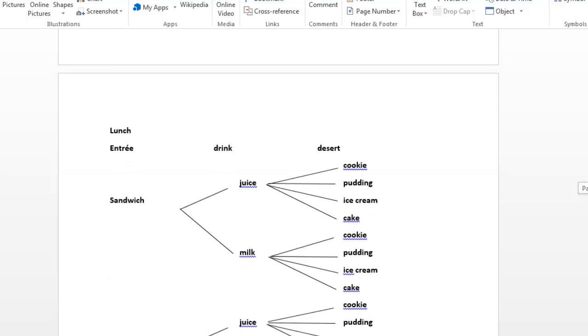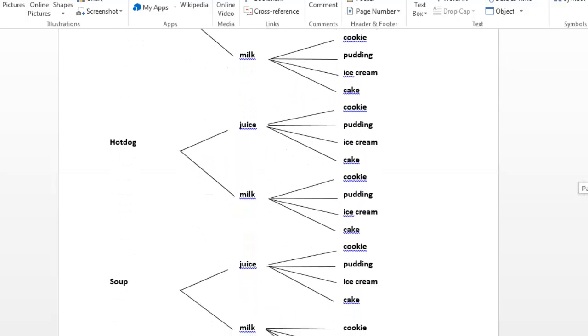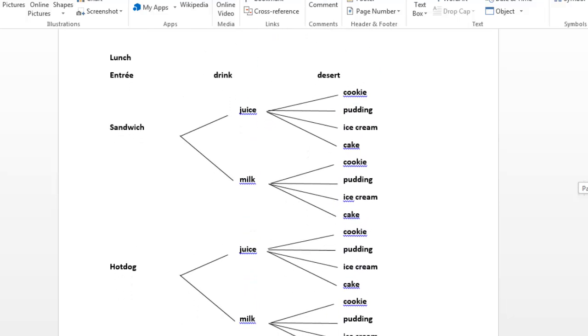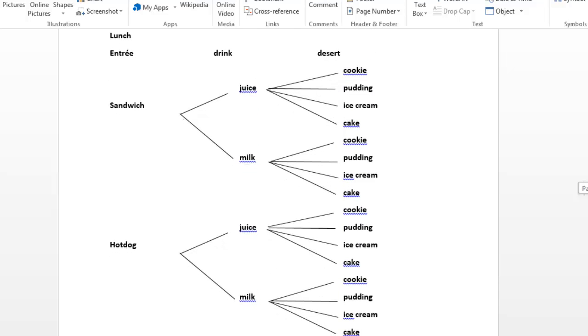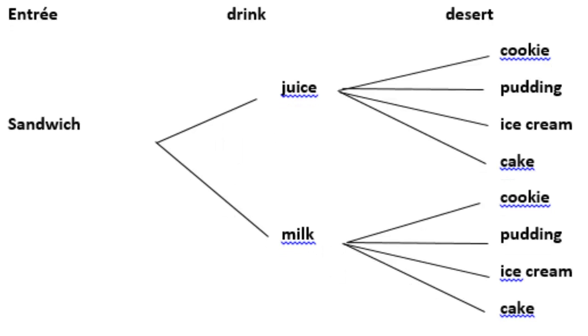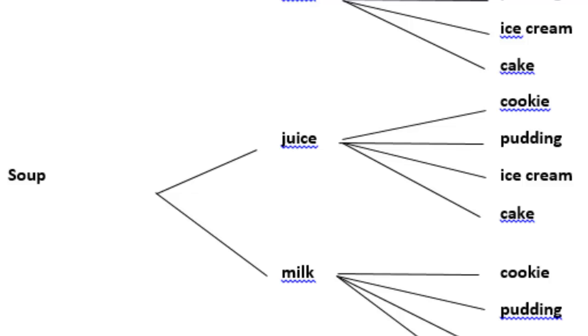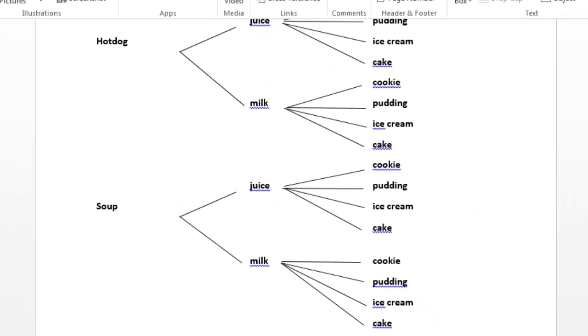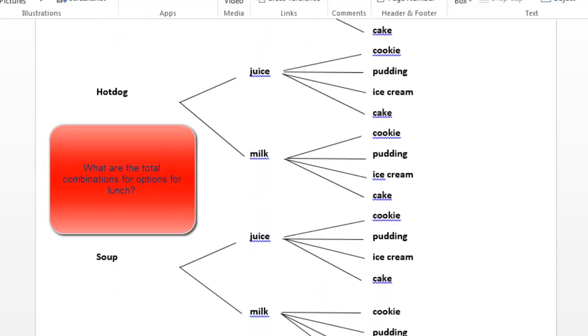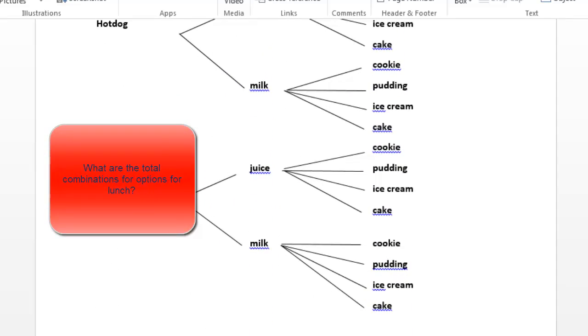So if we take a look at this one. For this example, I did not start with the biggest one, which would be your desserts. I started with your entree, drink, and dessert, the same way that it was listed in the question. So here I have your sandwich. The branches off of those are either juice or milk, and then from your juice or milk, you can have cookie, pudding, ice cream, or cake. So you do that with all of them, creating all of your branches all the way down. Using this tree diagram, what are the total combinations of lunch items that you could get at the cafeteria on this particular day?